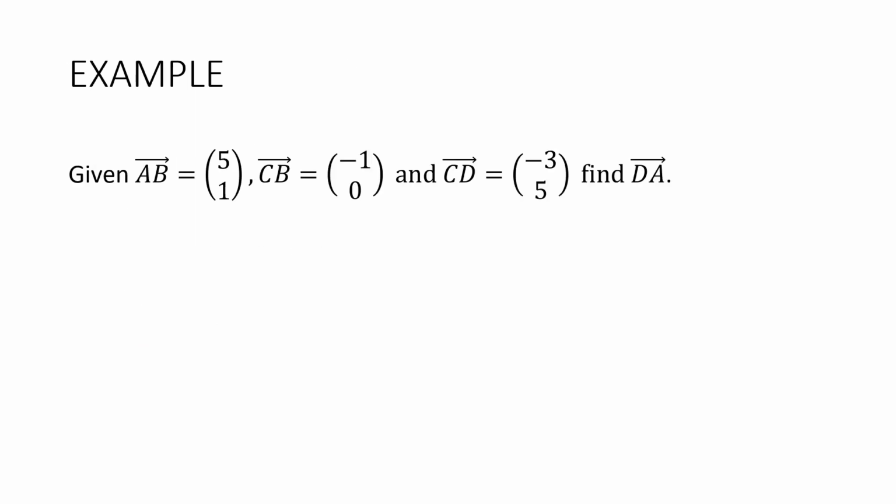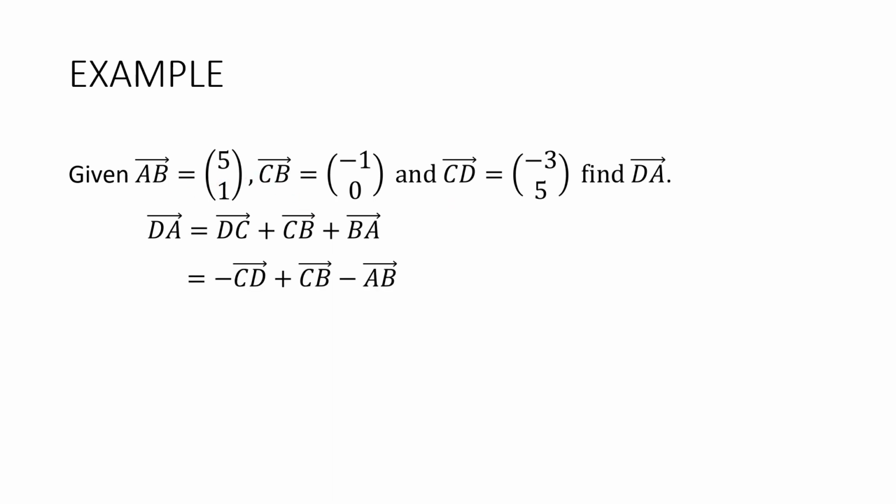So here's the question. Given AB is the vector 5, 1, CB is the vector negative 1, 0, and CD is the vector negative 3, 5, find DA. So we're going to set up a vector equation using all of these letters. So DA is the same as DC plus CB plus BA. Let's have a look at what we've got. We have CB. We don't have DC, but we have CD. We don't have BA, but we have AB. So a little bit of adjustment. This is equal to negative CD plus CB take away AB.